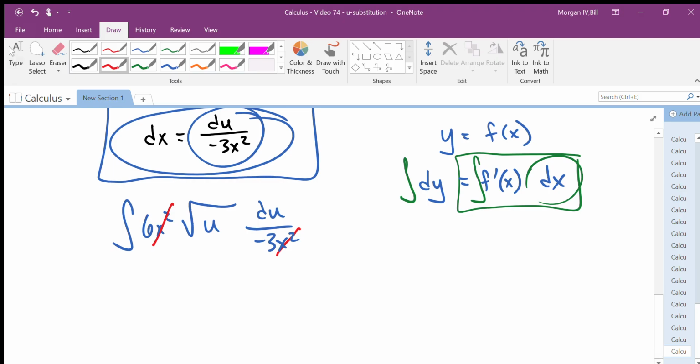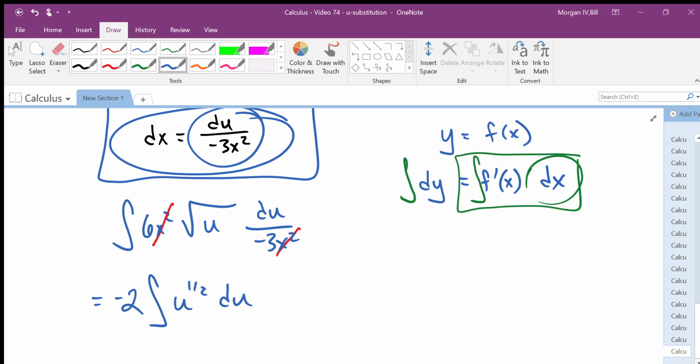We have 6 divided by negative 3, which is negative 2. And in fact, I can take that negative 2 and bring it out in front of the integral sign. So I have negative 2, from the 6 divided by negative 3, square root of u, let's write that as u to the 1/2 du. Negative 2 integral u to the 1/2 du.